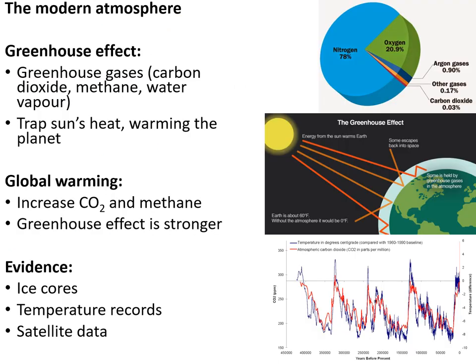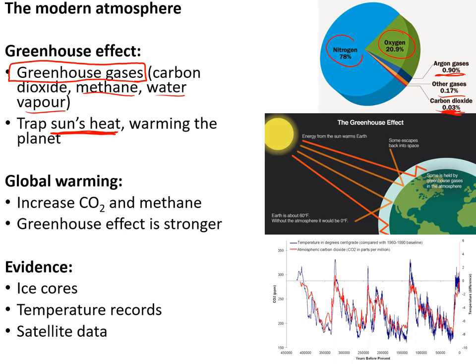The modern atmosphere. Now, as we've said, 78% nitrogen, 21-ish% oxygen, just less than 1% argon, and a few other gases as well, including carbon dioxide. Now, that carbon dioxide is important because it, along with methane and water vapour, are what we call greenhouse gases. Greenhouse gases are responsible for the greenhouse effect. Essentially, these gases trap the sun's heat and warm the planet up, and they keep the planet about 35 or so degrees warmer than would be the case without them.